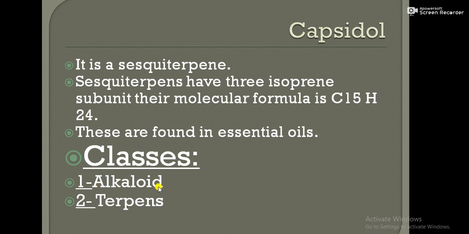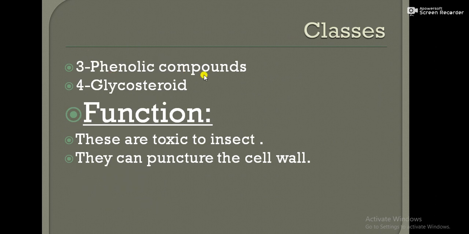Now what are the different classes of phytoalexins? First are alkaloids. These are nitrogen containing compounds. Alkaloids are of different types, like nicotine, cocaine, etc. Second, the terpenes. We discussed terpenes, and sesquiterpenes are their type. They contain carbon and hydrogen atoms together. Next are the phenolic compounds. Phenolic compounds contain a benzene ring to which an OH group is attached. The fourth category is glycosteroids. These are steroidal compounds. Steroids mainly consist of ring structures.